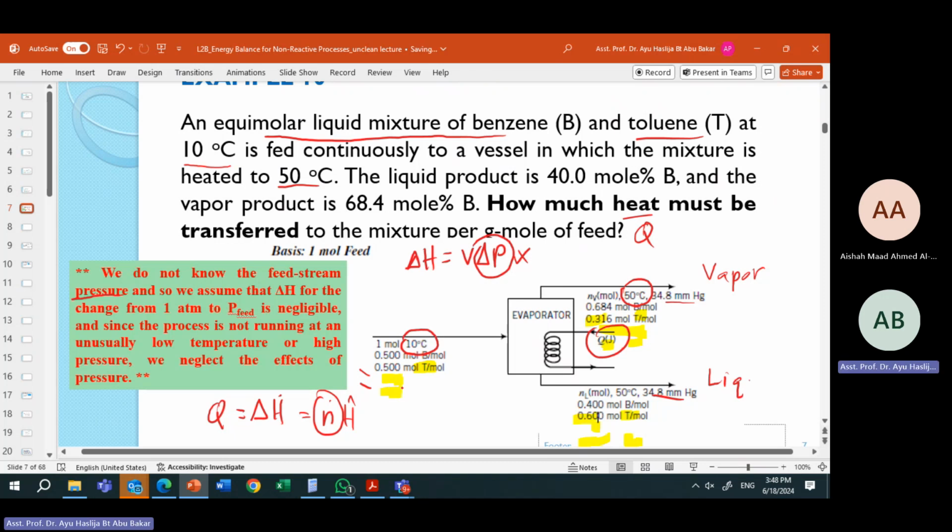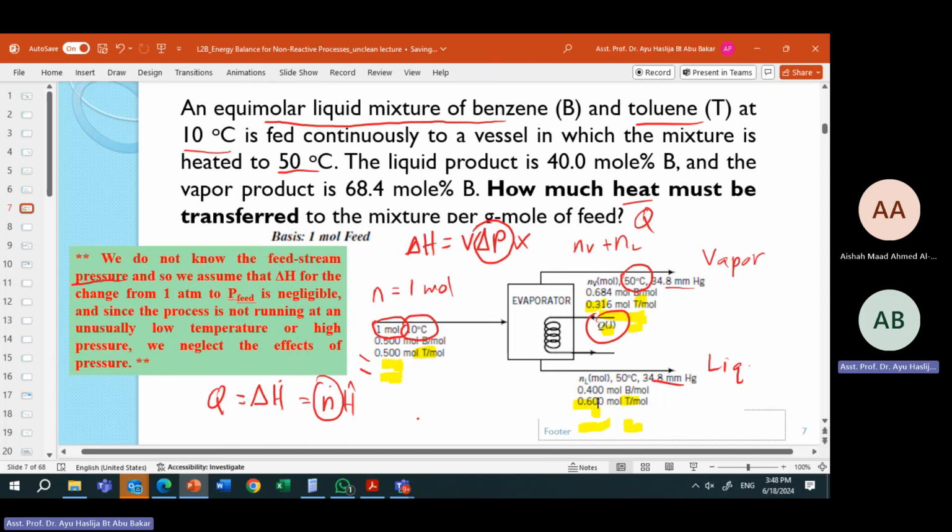Not flow rate yet. Mole. Inlet, you have 1 mole. In order to find the outlet, so NV plus NL. We know that in material balance, in equals to out. So N in equals to NV plus N liquid.